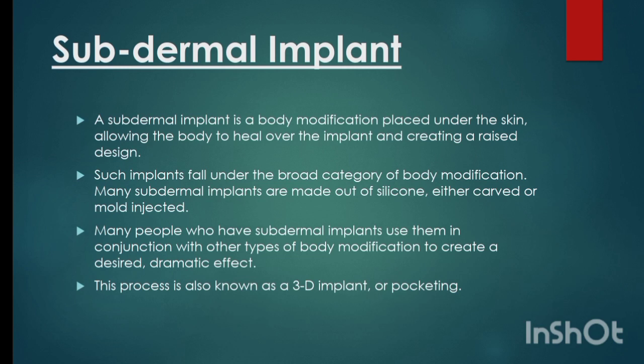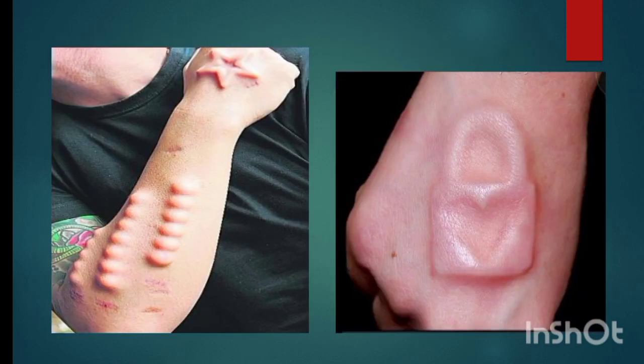Many people who have subdermal implants use them in conjunction with other types of body modifications to create a desired dramatic effect. This process is also known as 3D implant or pocketing. Here is a picture showing people with subdermal implant.